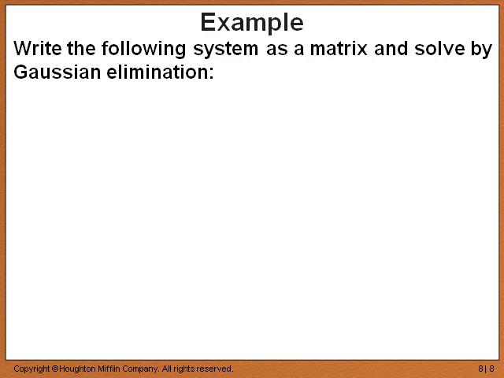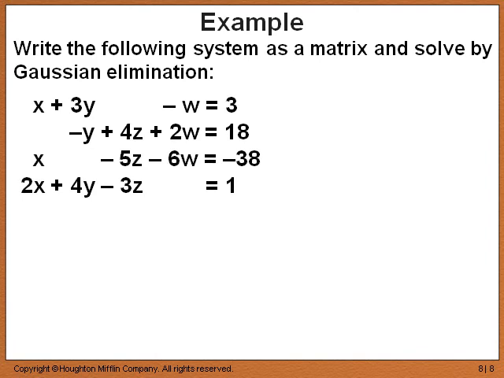Another example: write the following system as a matrix and solve by Gaussian elimination. x plus 3y minus w equals 3, negative y plus 4z plus 2w equals 18, x minus 5z minus 6w equals negative 38, 2x plus 4y minus 3z equals 1. As you can see, this system's a little bit more complicated, but we're going to be following the same strategy.